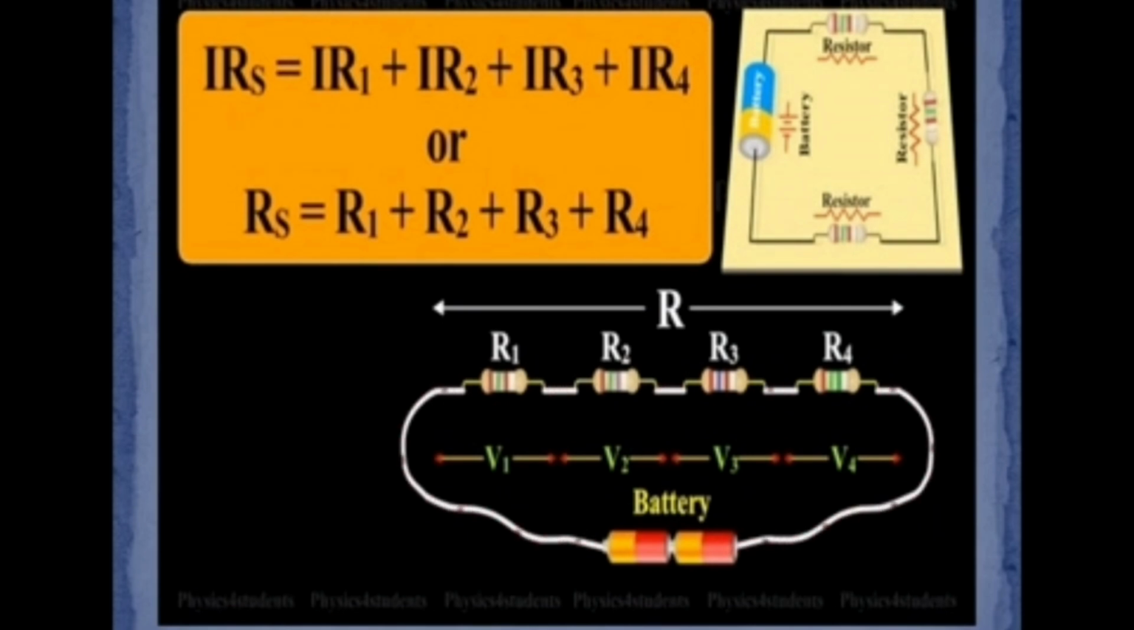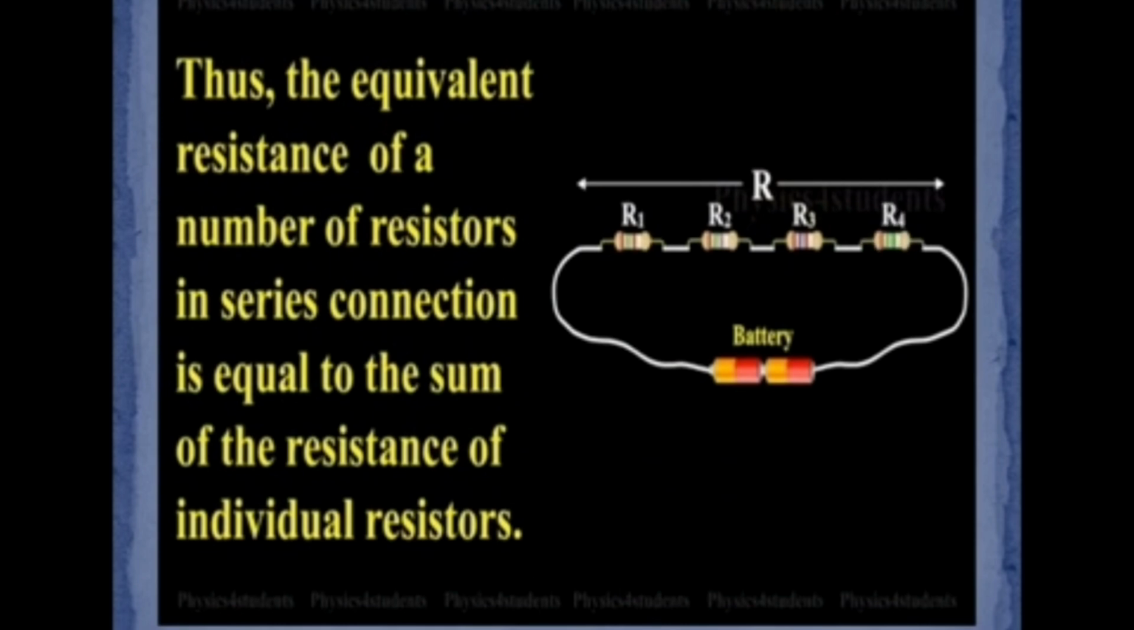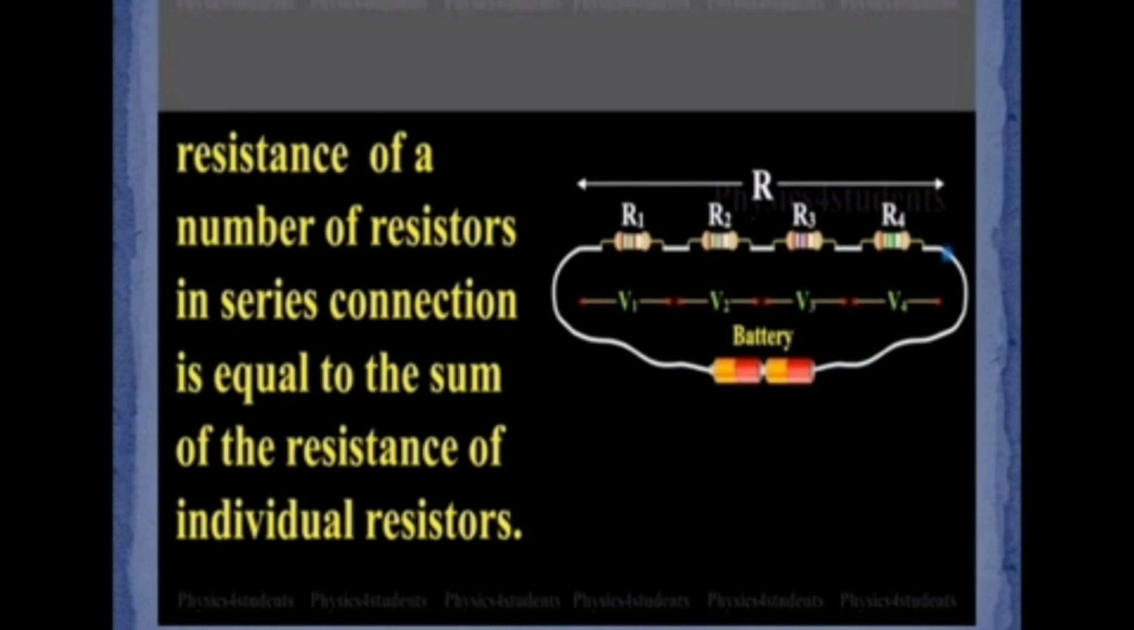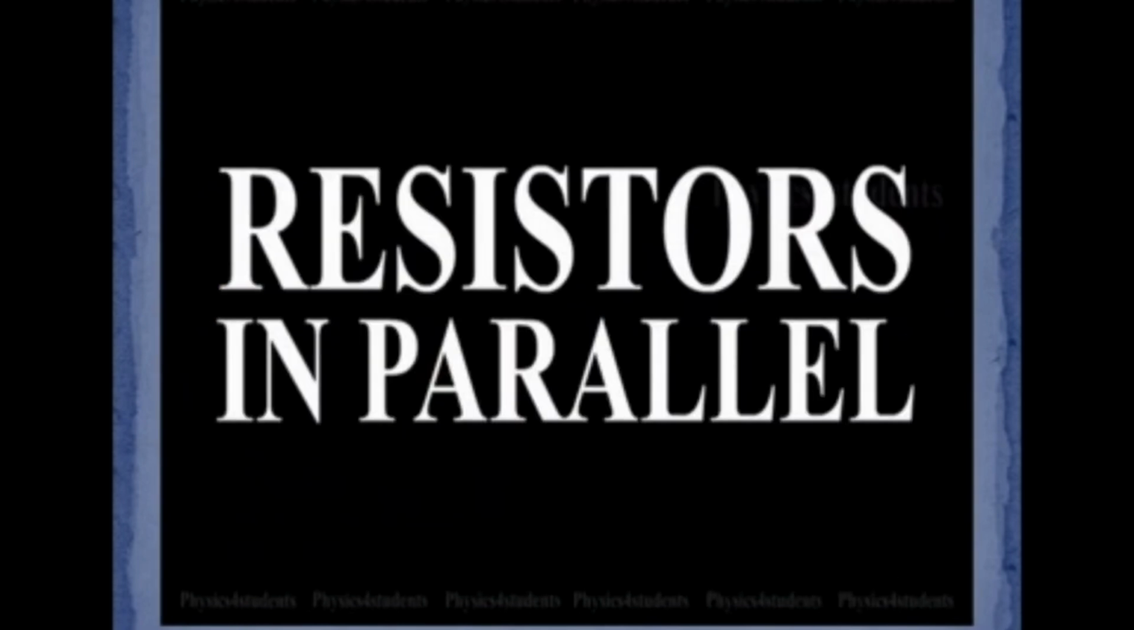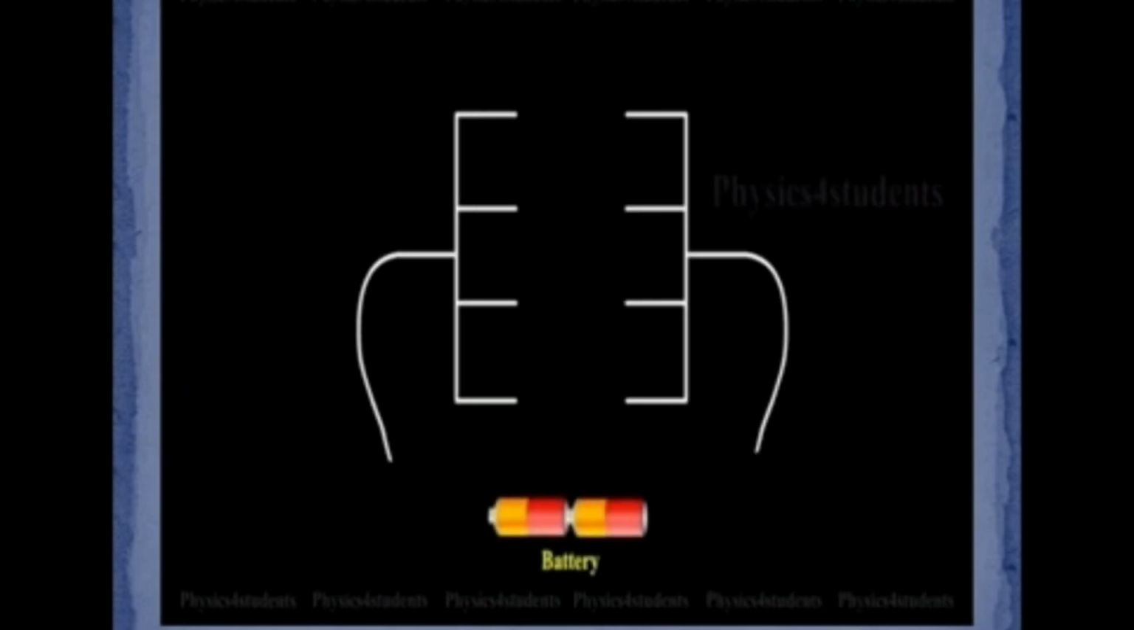அப்போ சீரிஸா கனெக்ட் பண்ணோம் அப்படின்னா we have to add all the resistance value. Thus the equivalent resistance of a number of resistors in series connection is equal to the sum of resistance of all individual resistors. அப்போ effective resistance அப்படின்னா we have to sum of all the resistance value. எல்லாத்தையும் ஆட் பண்ணோம் அப்படின்னா நமக்கு கிடைக்கிறது தான் total effective resistance. When resistors are connected in series, the effective resistance is equal to the sum of all the resistors connected in series. அடுத்தது பாத்தீங்க அப்படின்னா parallel.